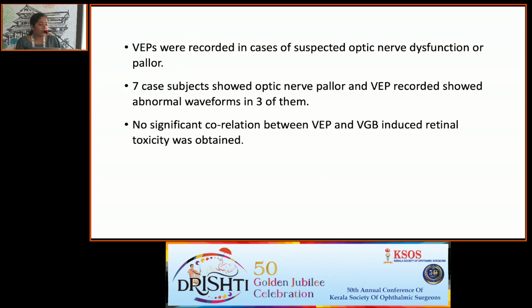VEPs were recorded only in cases of suspected optic nerve dysfunction or optic nerve pallor, and we got 7 case subjects who had optic nerve pallor clinically, but the abnormal waveforms were present only in 3 of them. But there was no significant correlation between VEP and retinal toxicity.